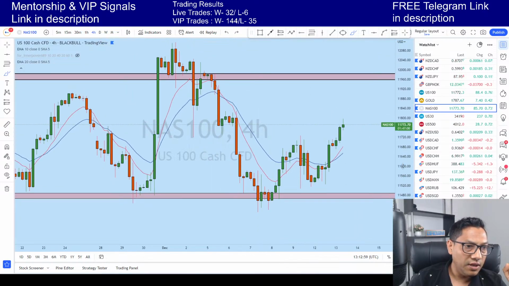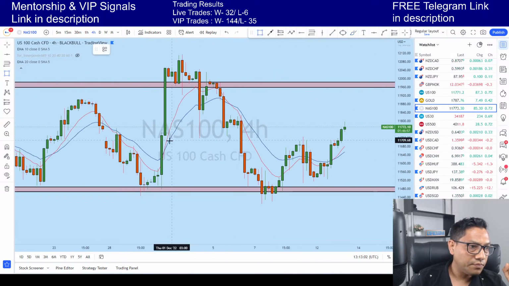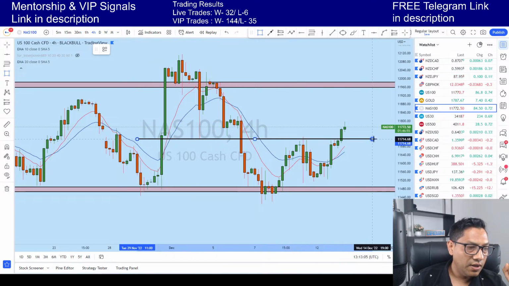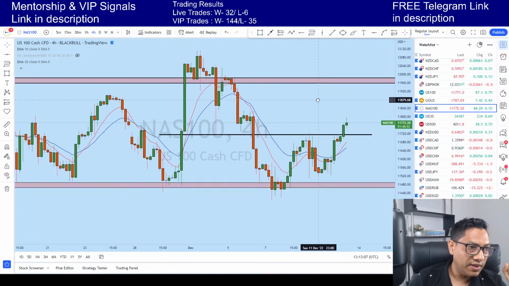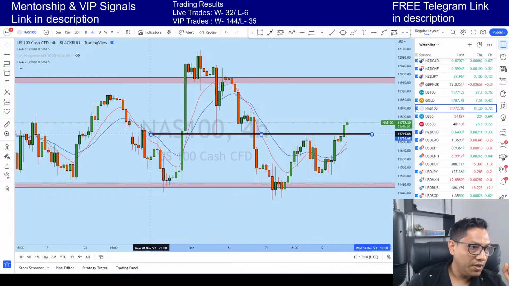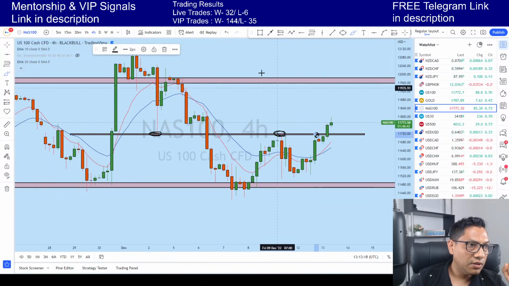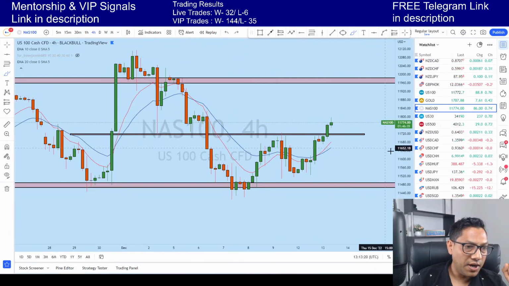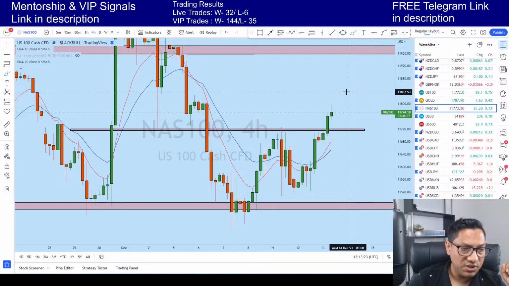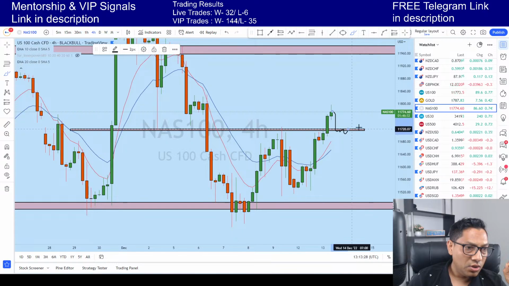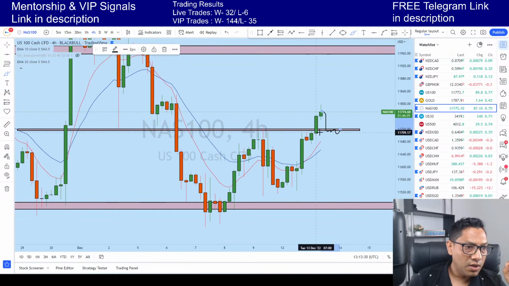Now with that inverted head and shoulder, if we draw this level, it is in fact a very important level that has been broken on the 4-hour time frame. This is the support here and also resistance here. The price has now broken out of this resistance. What we can expect on Nasdaq is the price to come back to this level to test this previous resistance turning support, and from that level we can expect a bullish move.